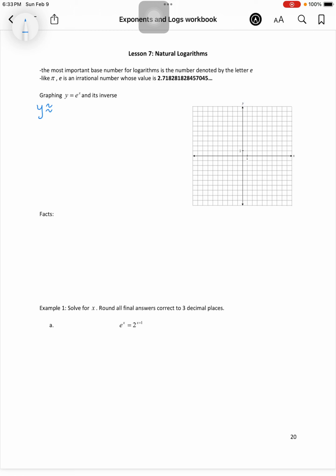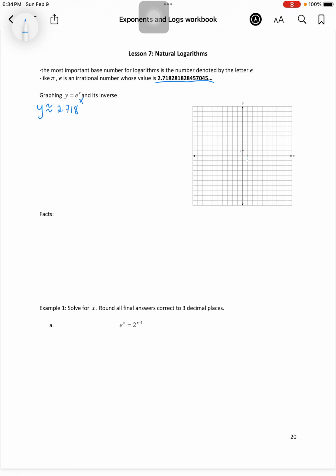So for this first part, it says we're going to graph y equals e to the power of x and its inverse. We're going to do this without a calculator. We're just going to do rough estimates. So here we know y is roughly 2.71 to the power of x. So we're just replacing e with this value.